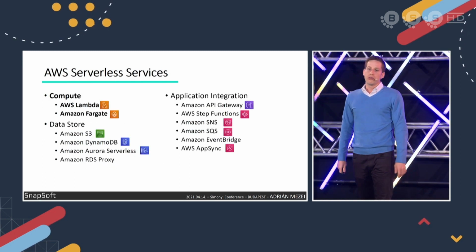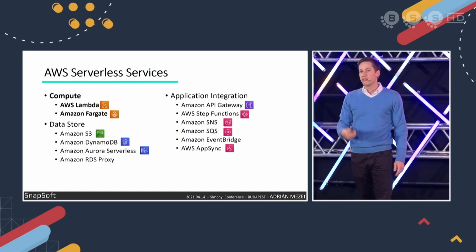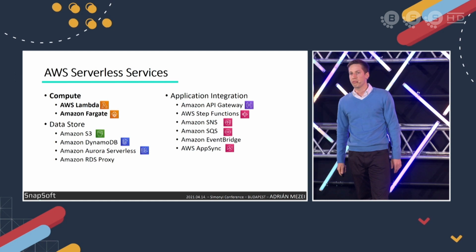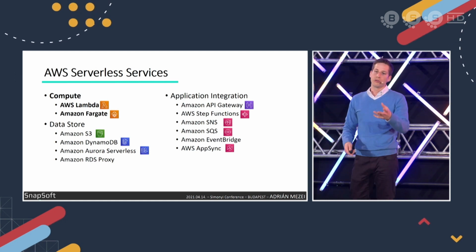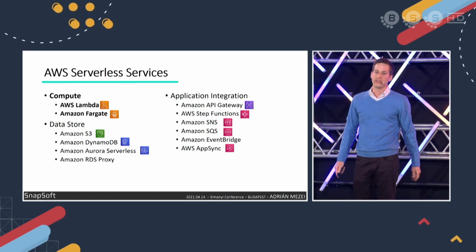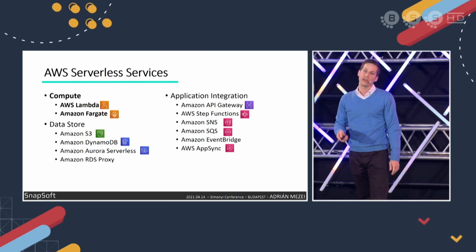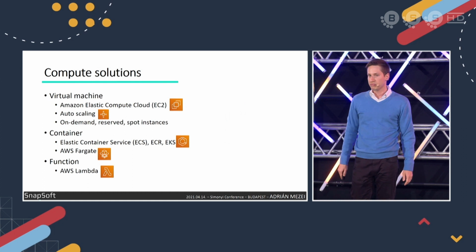So here I will show you the three categories that I've just mentioned: the compute, the data store, and the application integration part. And I will talk about some of these services, and I will also show you some of these in the next section. So let's start with the compute part.